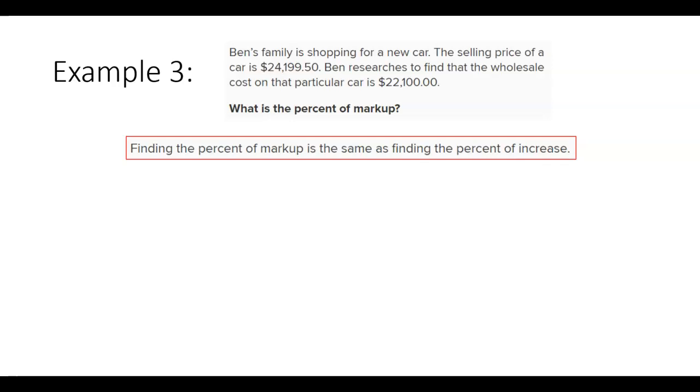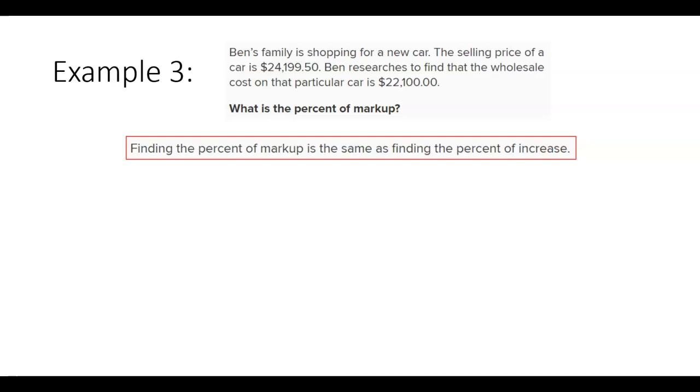Hello, we are getting ready to finish up this last part of section 2.3. So far we have talked about how to find a tip, how to find the selling price after we mark something up, and now this one is also a markup problem, but it is finding the percent of markup. So we have the selling price and the wholesale price. What percent was it marked up to get from the wholesale price to the selling price?